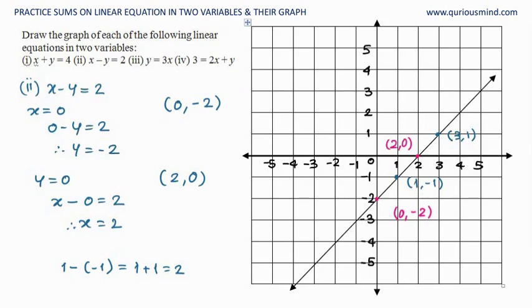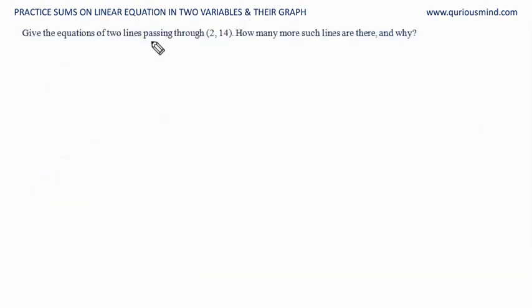Let's do the next one. Give the equations of two lines passing through (2, 14). How many more such lines are there and why? So x is equal to 2 and y is equal to 14. And we want the equation.